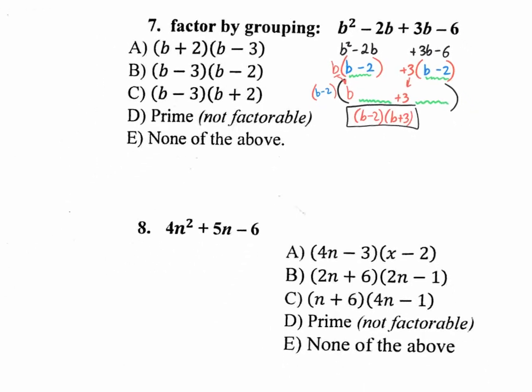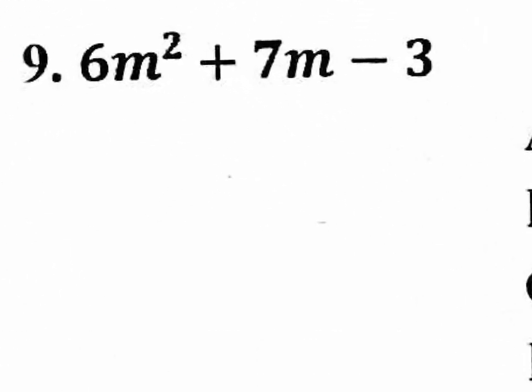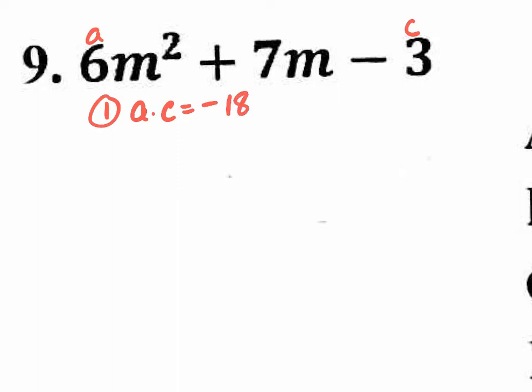Let's jump to number 9. Number 9, we have a quadratic trinomial, but the a value is not 1. So we have to use the multi-steps to be able to factor this. And we like using that magical shortcut. So let's start by doing step 1, multiplying a times c. A is 6, c is negative 3. So a times c gives me a negative 18. Okay, that's my answer for step 1.